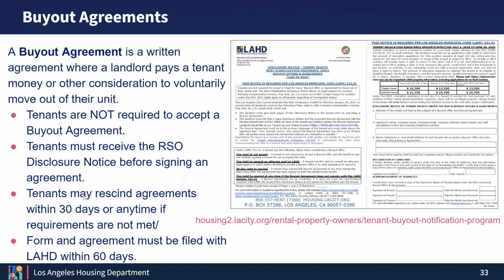The tenant who does sign an agreement to move out voluntarily has the right to change their mind and rescind the agreement within 30 days after they sign it. Or they also could get longer to change their mind if the owner did not comply with all of the requirements of the Los Angeles Municipal Code. Specifically, one of the requirements is that the owner must file the form and the agreement that are signed within 60 days to LAHD. If it is not filed within 60 days to LAHD, then it does not comply with the law, and the tenant has the option to change their mind at any time before they move out.